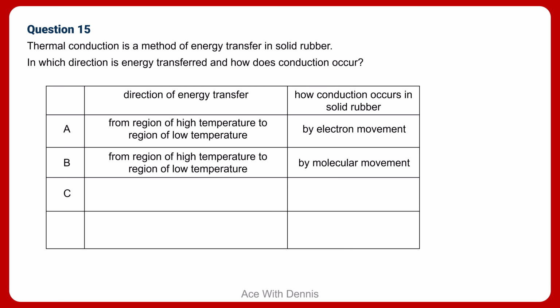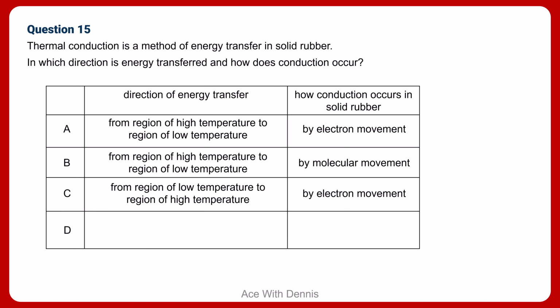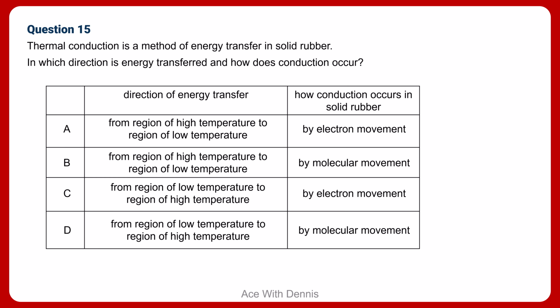Option C, the direction of energy transfer is from region of low temperature to region of high temperature, and how conduction occurs in solid rubber is by electron movement. Or option D, the direction of energy transfer is from region of low temperature to region of high temperature, and how conduction occurs in solid rubber is by molecular movement.